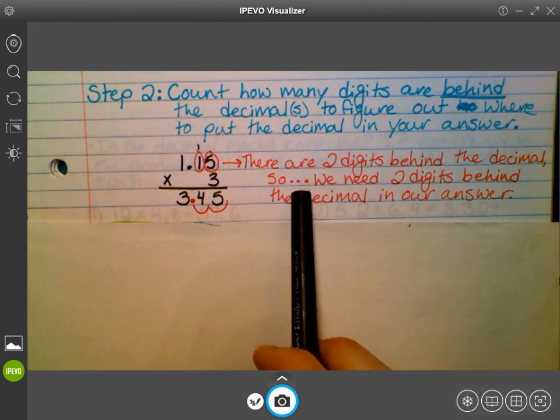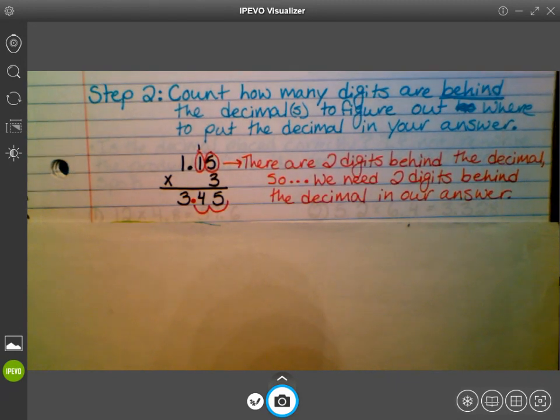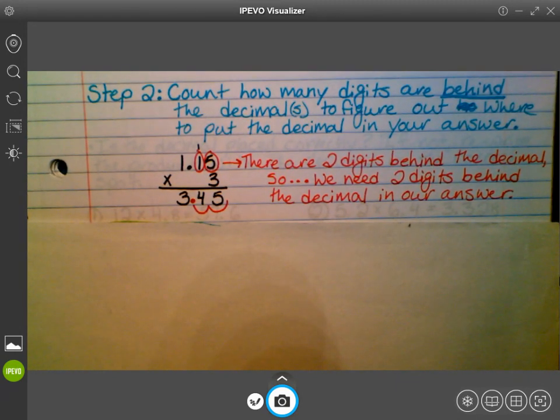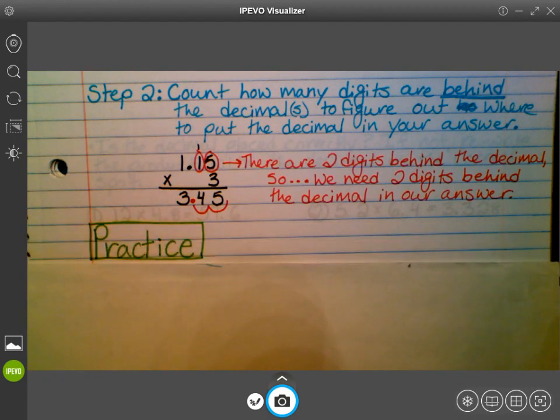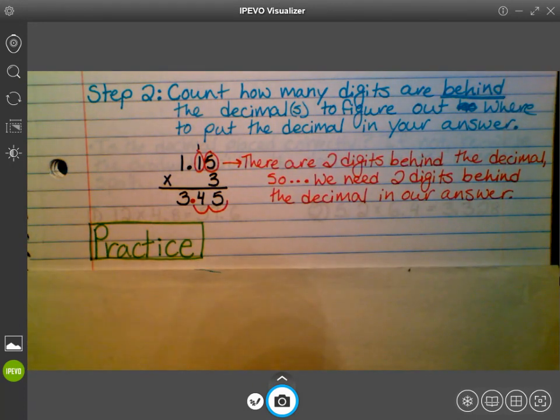If you don't want to, you don't have to. You could put a comma. That's fine. That's why I put the ellipse. So we need 2 digits behind the decimal in our answer. And then when you are ready, we are going to have a few practice problems. There are only 4 practice problems.